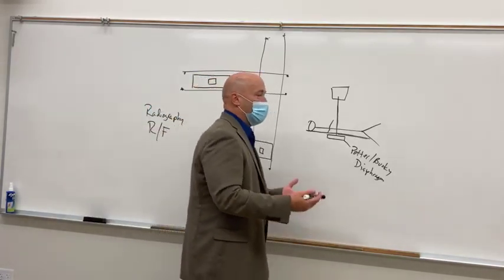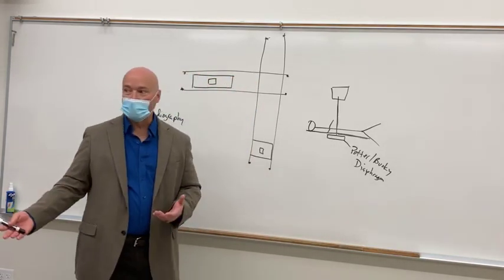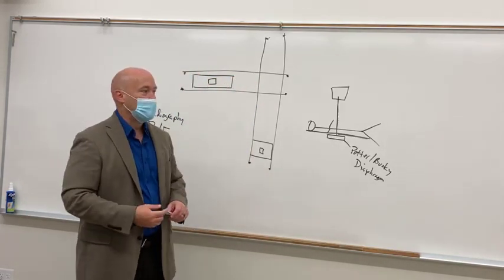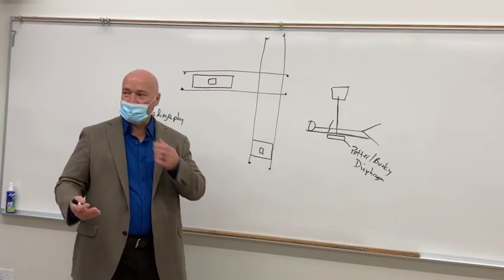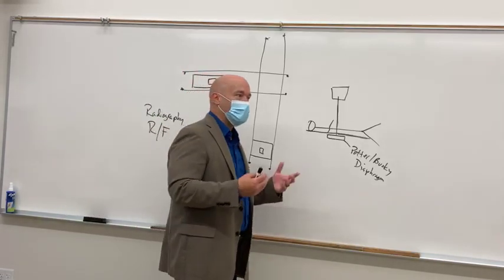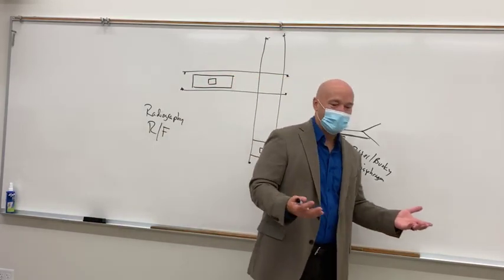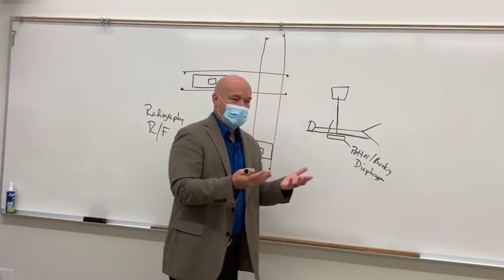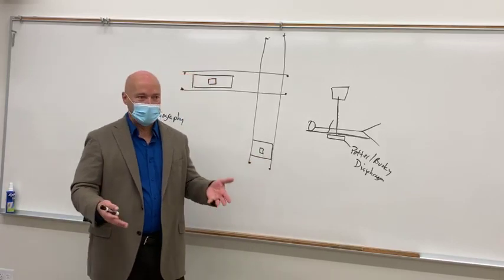So certain things are pretty radiolucent. Wood you can see through, but it casts artifacts. Plastic you can see through, but it's not as radiolucent as carbon fiber. Another problem with plastic is that it has a tendency to crush. It has a tendency to bend.